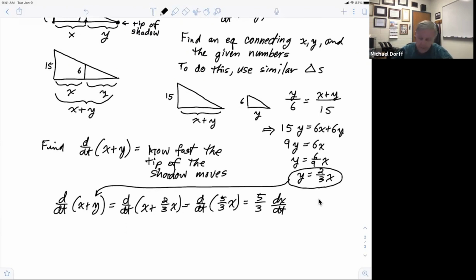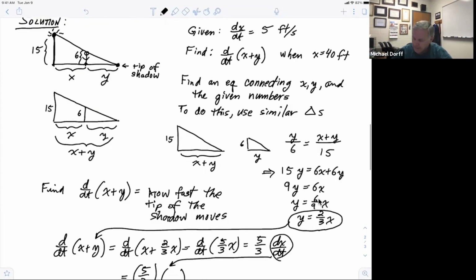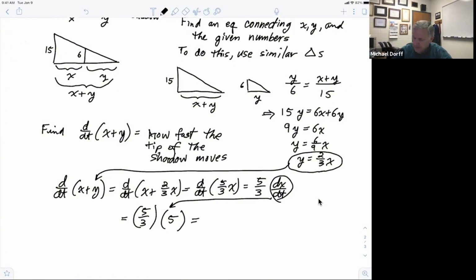All right, so at this point, all I need to do is substitute in the value of dx/dt, and that value we were given is 5 feet per second. And so I get 25/3. And what's my units? Well, 5/3 is just a number. The 5 was feet per second. So when I multiply this together, the units are feet per second, and that's my answer.